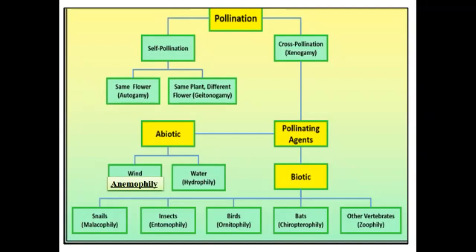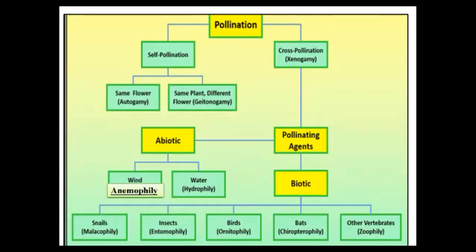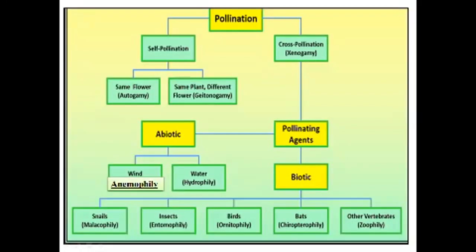And artificially, in plant breeding experiments, artificial pollination is done in which pollen grains are transferred from anther to stigma of another flower of another species located on a different plant, which is known as hybridization.